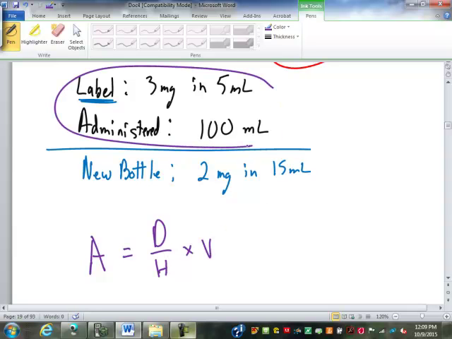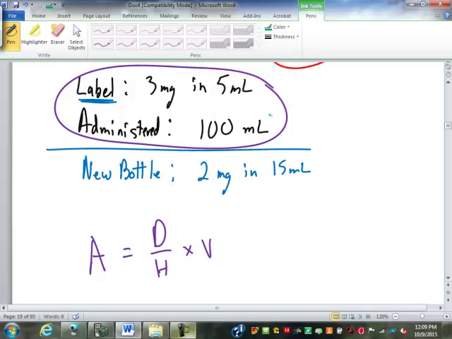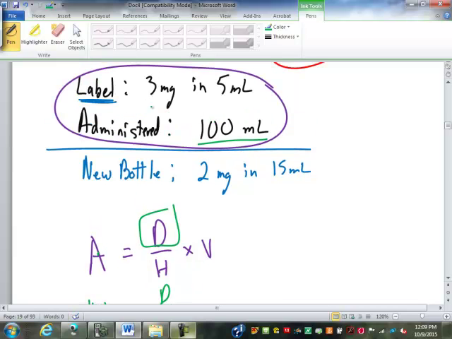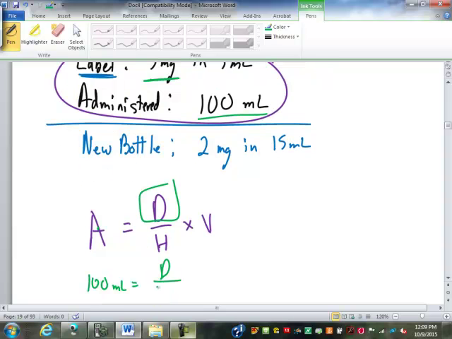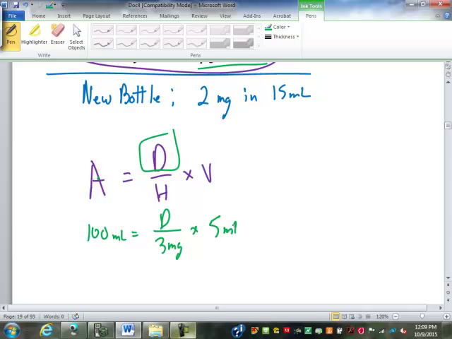So I'm going to start with what was on the chart and what was the old bottle. We don't know what the ordered dose was. That's what we're going to be solving for. What was administered was 100 milliliters. What was on hand was 3 milligrams. And the vehicle was 5 milliliters. We know the doctor's order had to be in milligrams. We know that much.